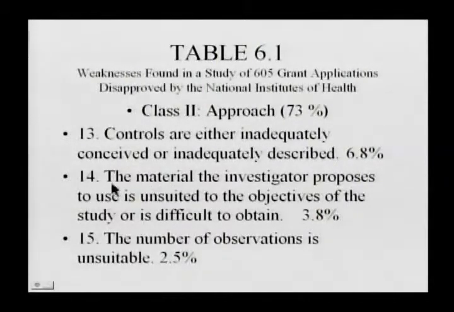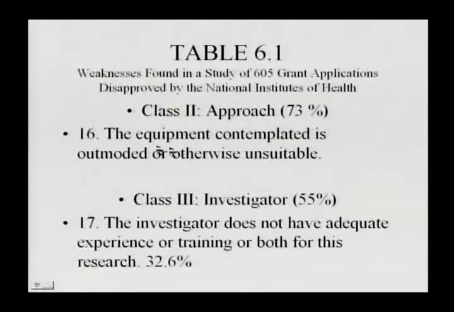The material the investigator proposes to use is unsuited to the objectives of the study or is difficult to obtain. So might be reagents that don't exist, you're planning on developing them, and it's highly unlikely that you might within a time frame to successfully achieve the objectives and goals in the period of support or the funded year. The number of observations is unsuitable, so we'll talk about making sure that you have an appropriate N in sample size in future studies, in future lectures. The equipment contemplated is outmoded or otherwise unsuitable, so state-of-the-art is expected.